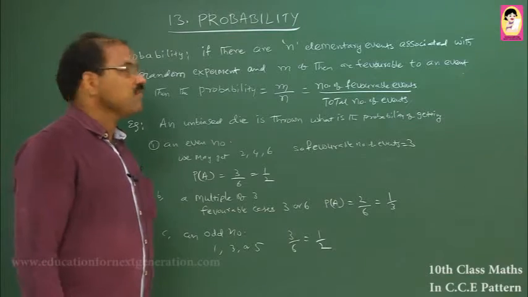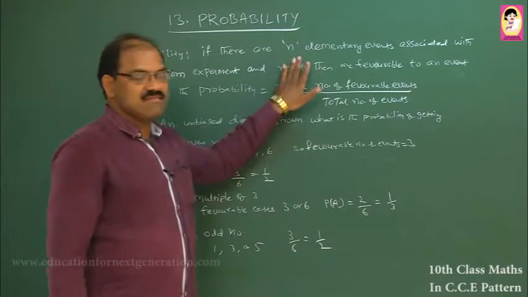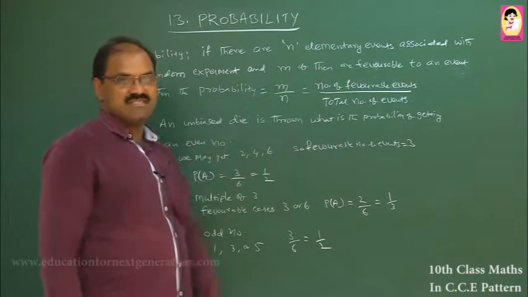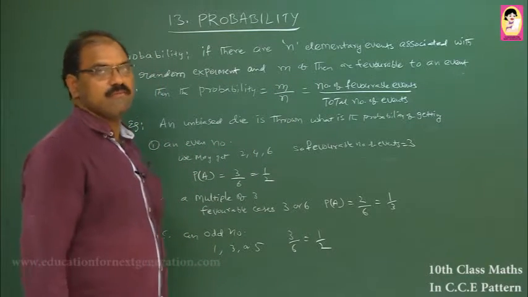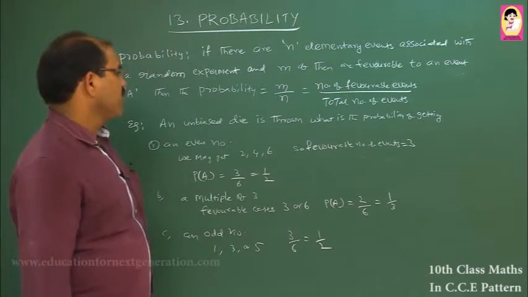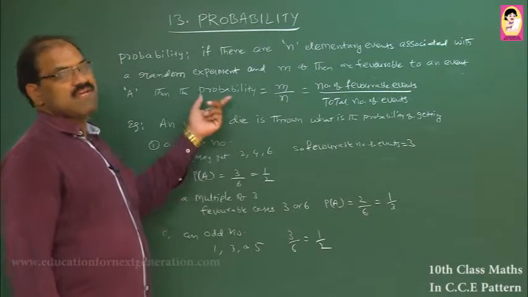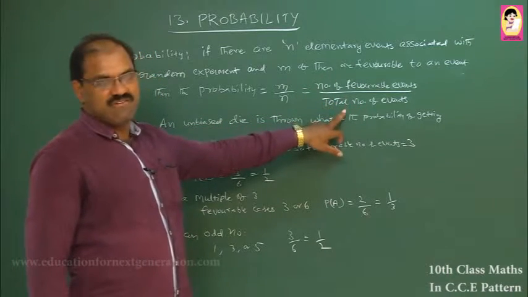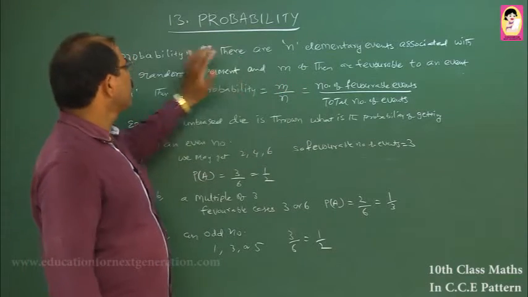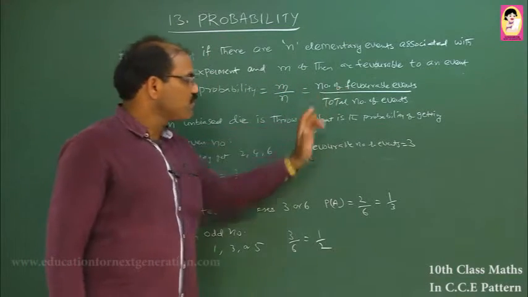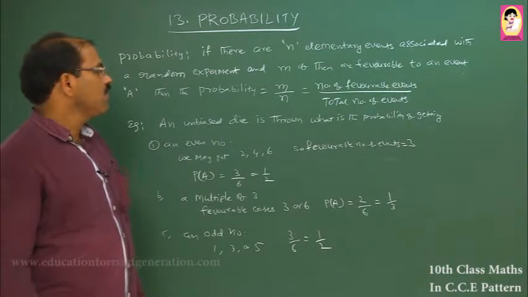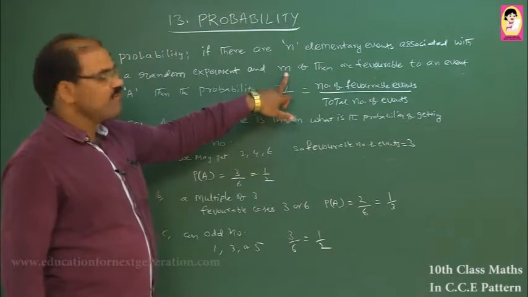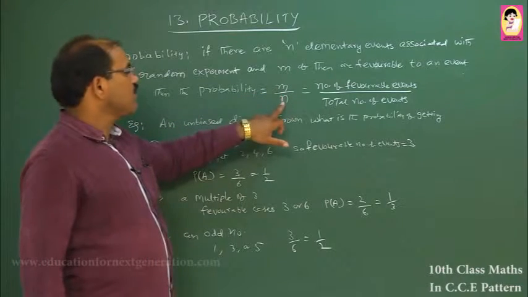Now suppose there are n elementary events associated with the experiment and m are favorable cases, and the others are not favorable. Then the probability is the number of favorable events divided by the total number of events. So this is the formula to find the probability: number of favorable events divided by total number of events. Here m are the favorable events, so m by n, where n is the total number of events.